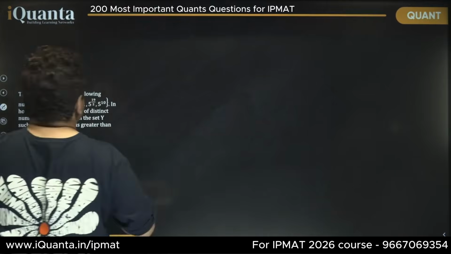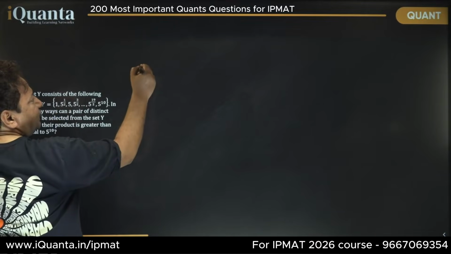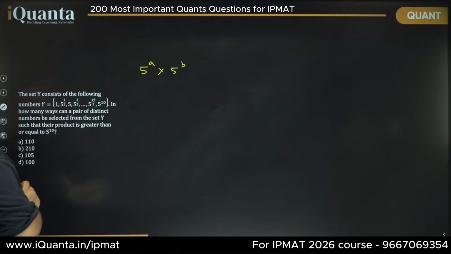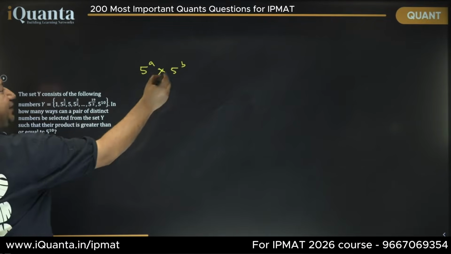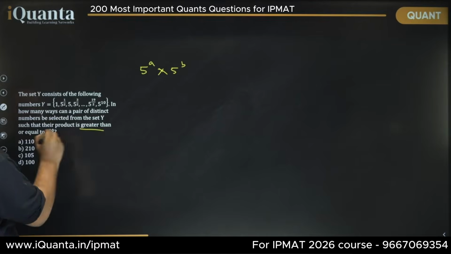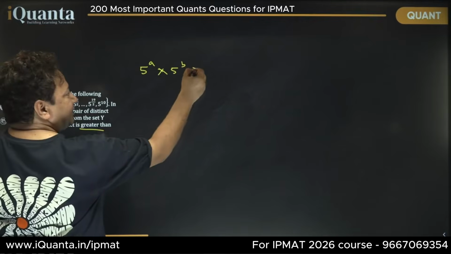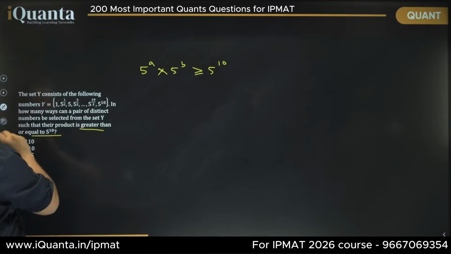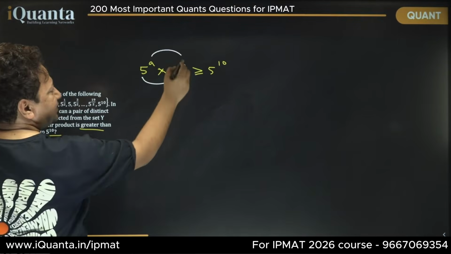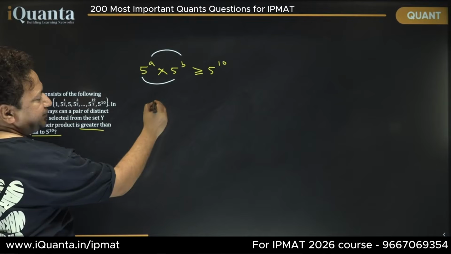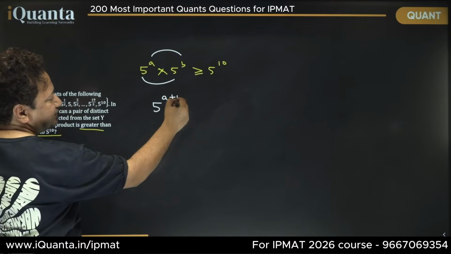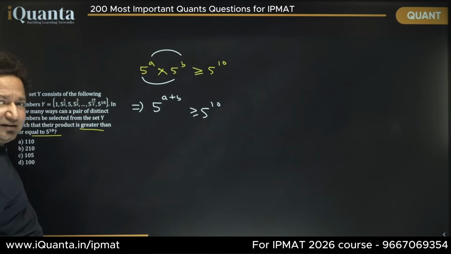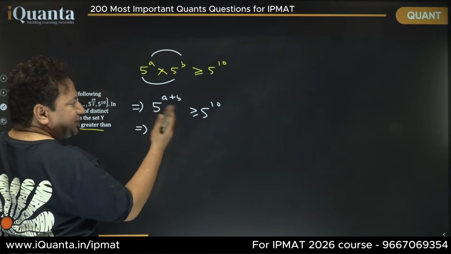Okay, so let's say I select two numbers which are 5 to the power A and 5 to the power B. If I multiply them, I should get a product which is greater than or equal to 5 to the power 10. Perfect. Now in the rule of indices, the bases are same, powers are different. To multiply them, we just keep the base as same and add up the powers. Now this should be greater than or equal to 5 to the power 10. And now, comparing the similar terms, I can just compare the powers because bases are same.